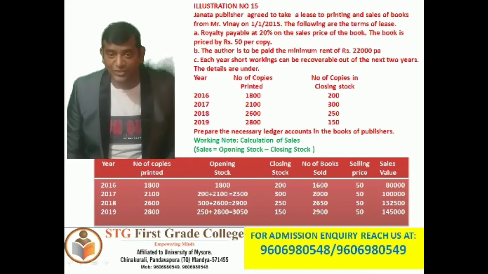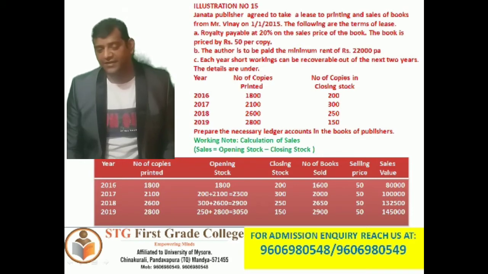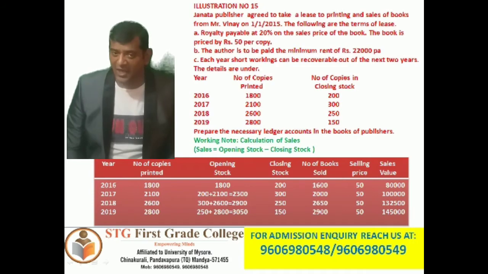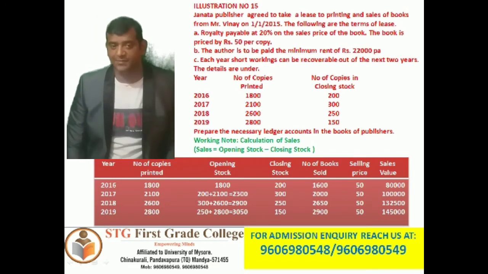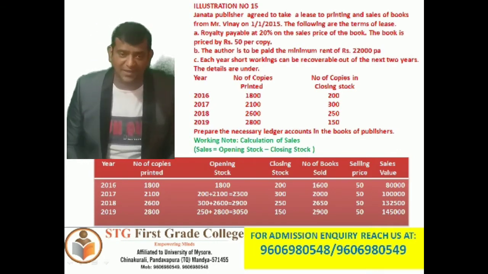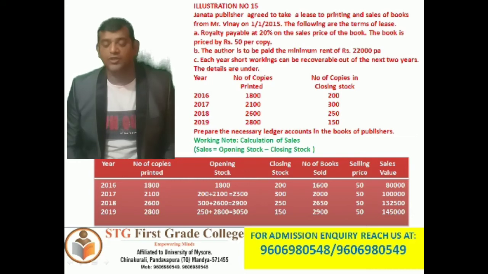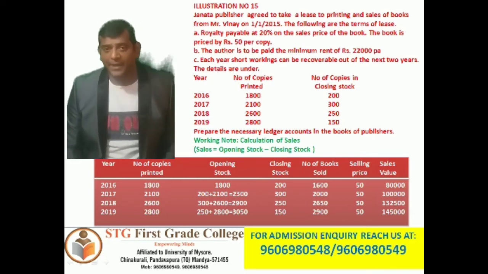So, calculation of sales value. Under that, open a table with 7 columns: year, number of copies printed, then opening stock, then closing stock, number of books sold, selling price and sales value. So this is the table. So let us see, in the year 2016, the number of copies printed is 1,800. Opening stock will be the same, 1,800. Closing stock is 200 books. So 1,800 minus 200, the number of books sold is 1,600 books.